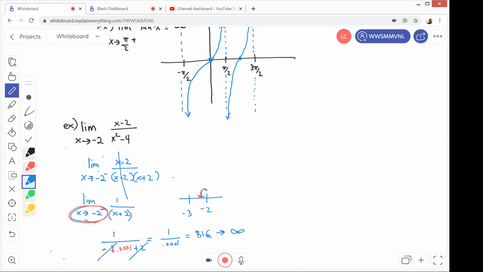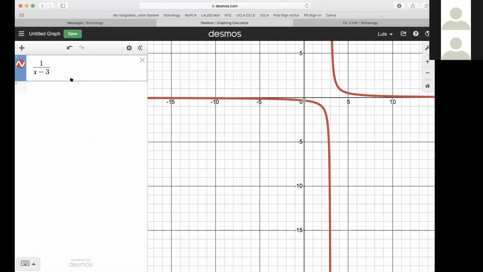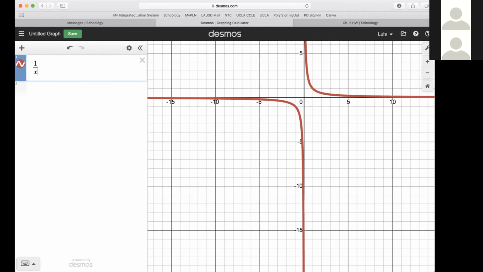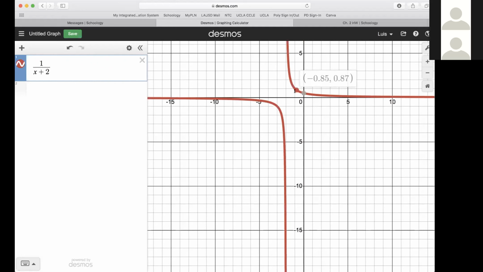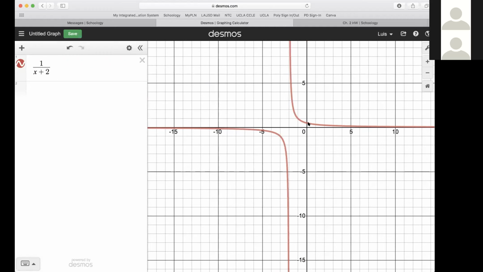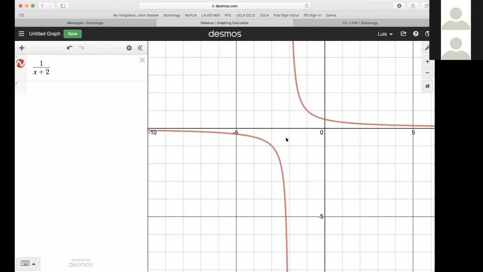As x approaches -2. Let me share my screen and double check our work here. 1 over x plus 2. Let's see if this is correct. As x approaches -2, so here's -1, and here's -2. If you see the cursor, I think you see the little arrow. We're getting close to -2 from the left side. So as you get close to -2 from the left side, then we should be approaching -infinity.